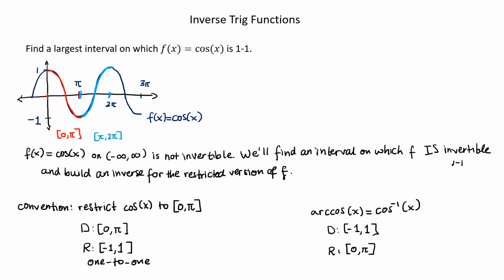And now we see why it's important to know what our convention was for restricting cosine, because the outputs of this function are given by the domain of cosine, the domain that we chose for our restriction. So you're going to want to learn this interval. Cosine of x is going to be restricted to 0 to pi. That means that arc cosine of x, the inverse, is going to have outputs that are angles between 0 and pi.